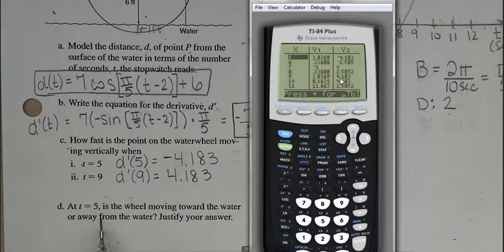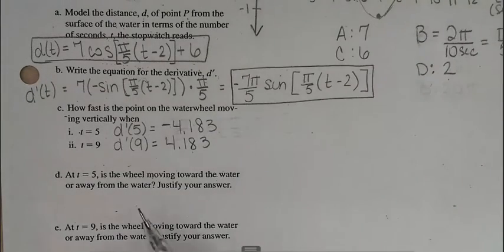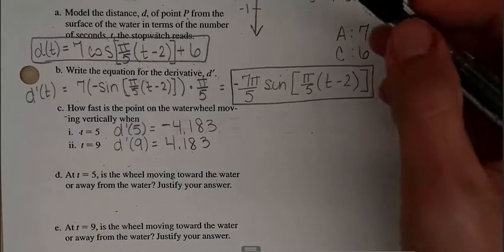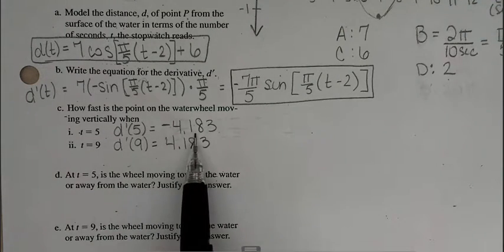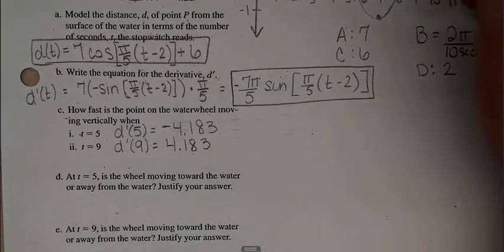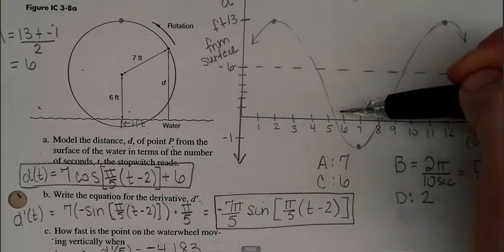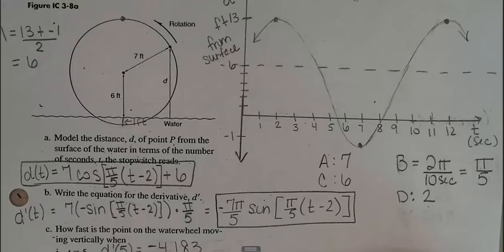Alright, so D. Let's get rid of this real quick. At t equals 5, is the wheel moving toward the water or away from the water? Justify your answer. Okay, so at t equals 5, right? And let's remember that this is my distance from the surface. So at t equals 5, I'm getting a negative slope. That means that my original function has a downward sloping tangent line. Okay, which basically tells me that I am heading towards the water.